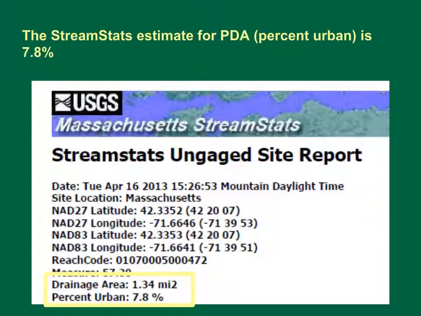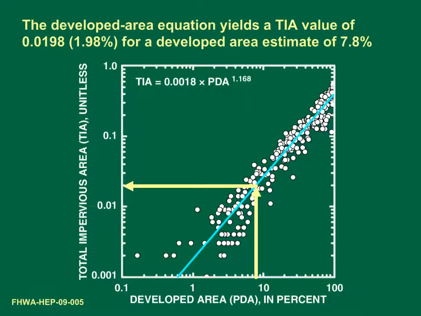As this screen capture image indicates, the Streamstats estimate for PDA, defined here as percent urban, is 7.8%. The developed area equation yields a TIA value of 0.0198 or 1.98% for a developed area estimate of 7.8%.